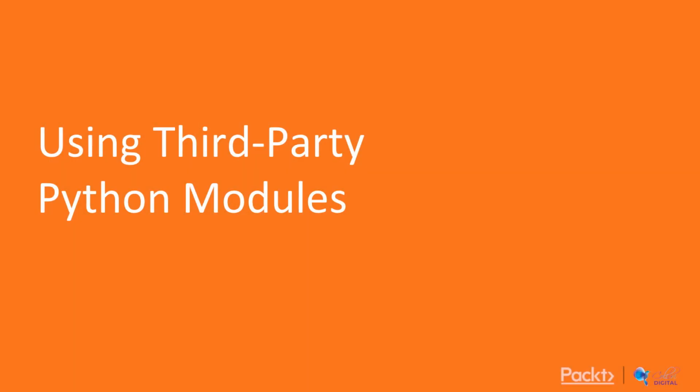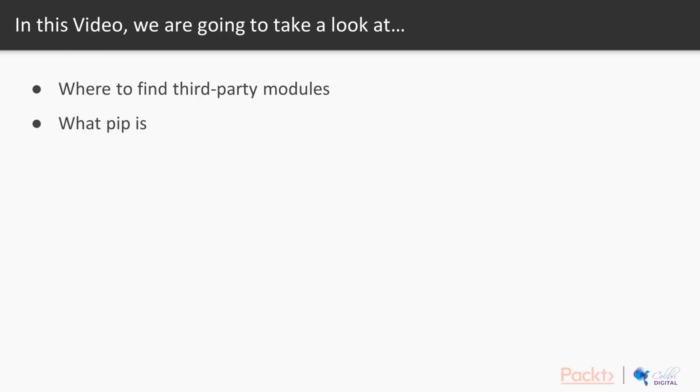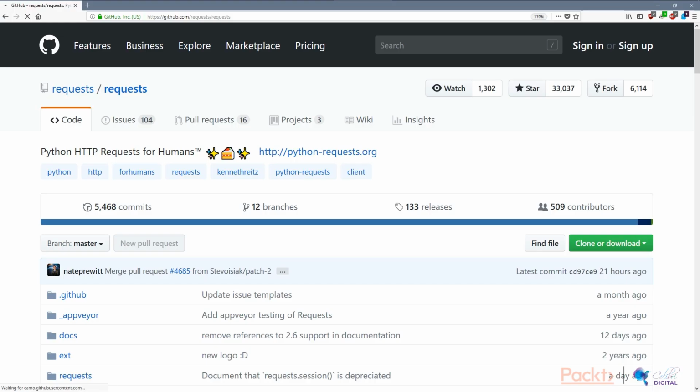Today I'm going to talk about using third-party modules. In this video we're going to take a look at number one, where do I find third-party modules, and number two, what is pip. The easiest way to find Python packages and modules so that you can solve a problem using somebody else's code is to go on Google and say, how do I do this in Python?